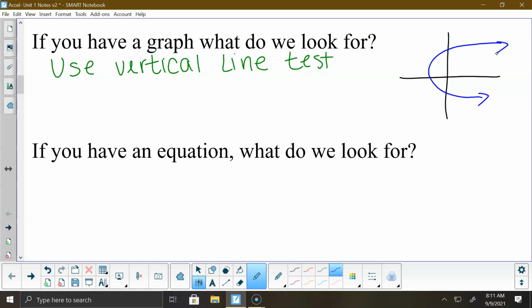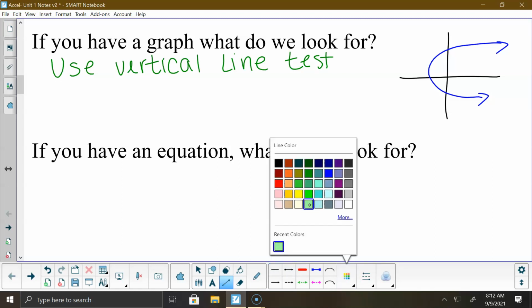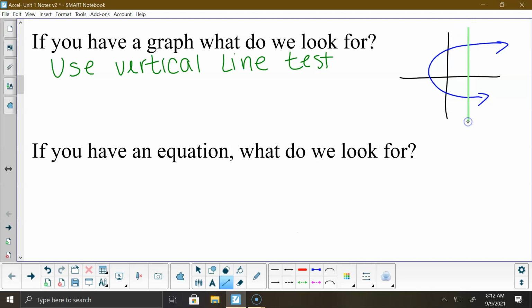And we're going to drag it across our graph. So I'm going to make a little line in green. All right. This is my vertical line. See how it hits my graph in two places? All right. This could be an x equals 2, but I would have a positive y value up here, and I would have a negative y value down here. All right. So that is no longer a function. Vertical line.